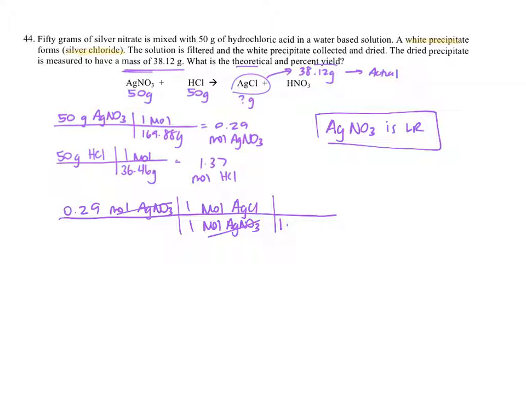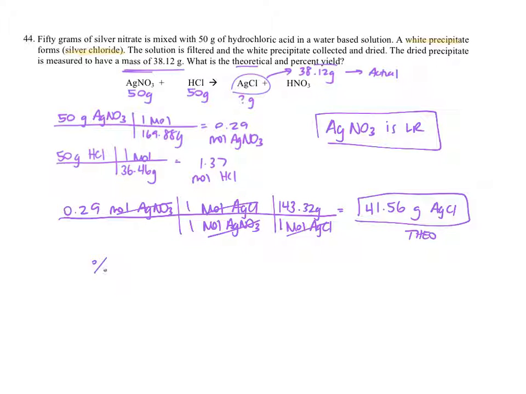And remember, theoretical yield, 99% of the time, is going to be in grams. So I'm going to do moles of AgCl on the bottom. And the molar mass, 143.32 on the top. And this is going to give me my theoretical yield, 41.56 grams of AgCl. Right there is my theoretical yield. In a perfect world, that's how much I should get.